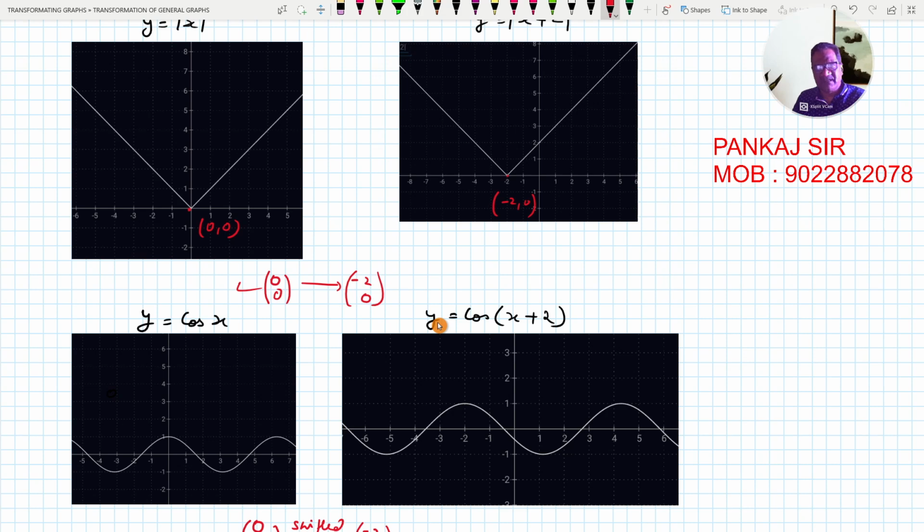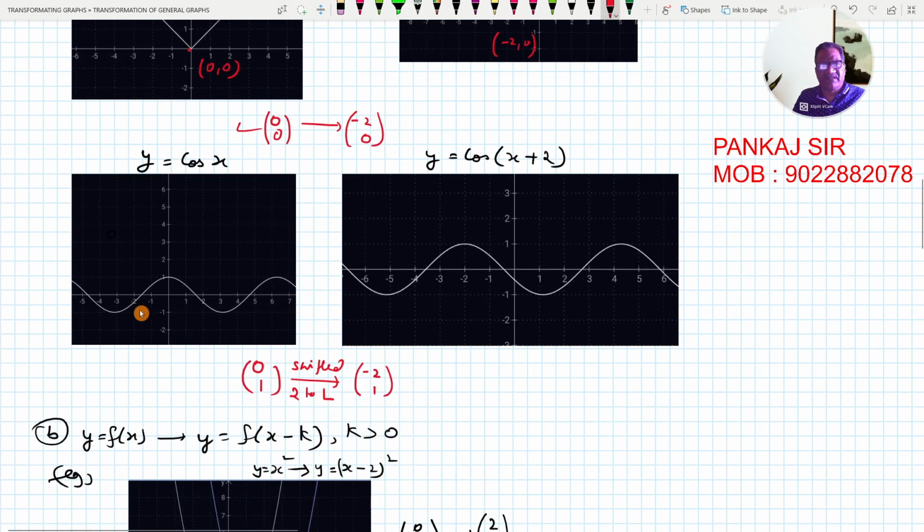So again, this is shifting of graph to the left. Whenever you do f of x plus k, where k is a positive integer, the graph will be shifting to the left by that much amount of k. So shifting of the graph to the left is seen when you add some value k to x. Fine.